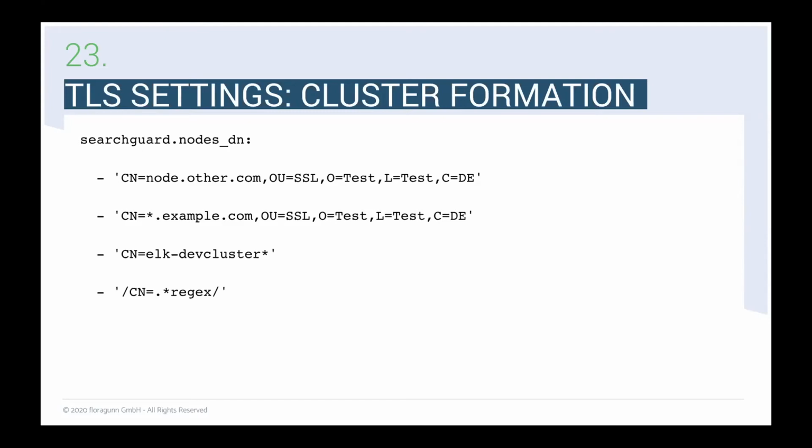So we have a list of trusted nodes, which we can configure in our Elasticsearch YAML file. I can work with wildcards and regular expressions here. So I can make sure that only certificates that match or are in the list of trusted nodes are accepted.